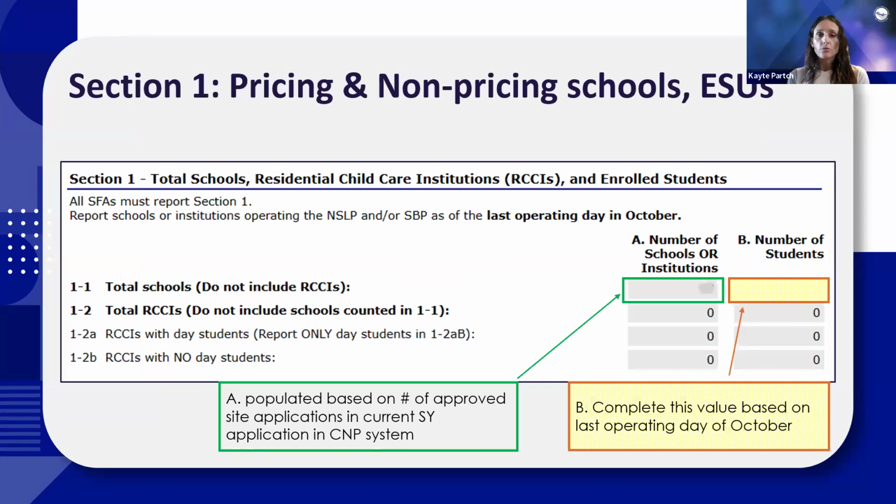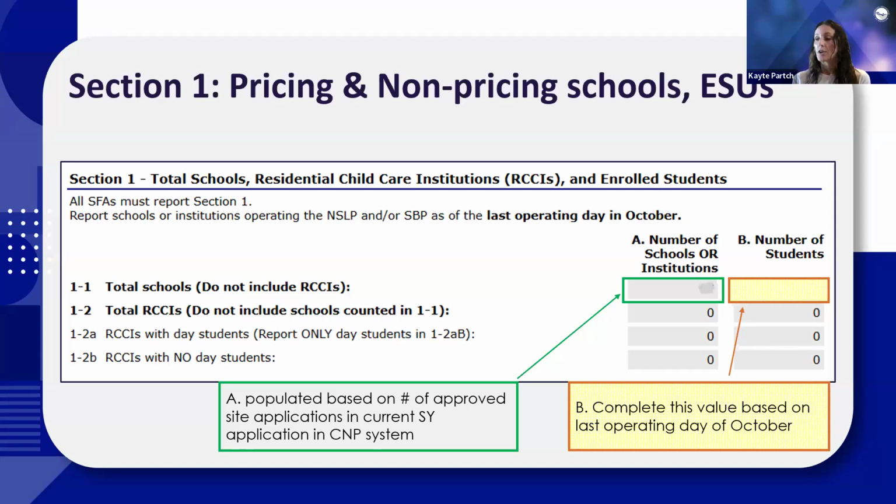Section 1, right below that general information section, should be completed for all types of organizations, schools, or institutions that participate in the school nutrition programs. Both those pricing and non-pricing schools, as well as ESUs, will have automatically filled the box for 1-1 in column A. That value in the green box on the screen here is populated based on the number of approved site applications in the school year 25-26 application packet in the CNP system.